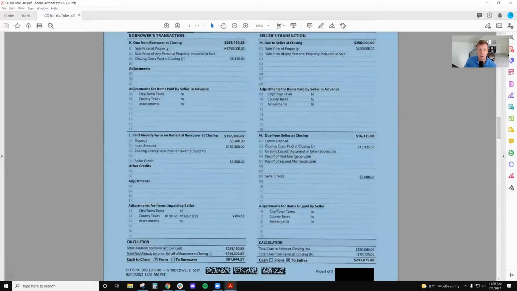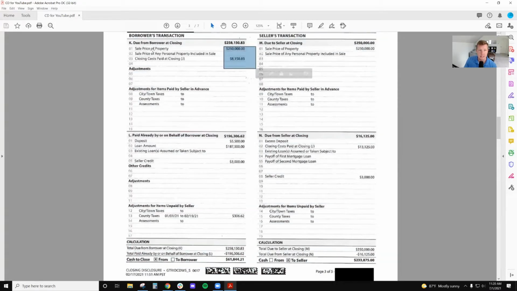Now, this is a sum of these two numbers. We've got the sales price of the property plus the closing costs due from the borrower at closing. So those are the closing costs that are incurred here. And you see this reference J. J is going to be up a little bit, so we're going to take a look at section J here in a second, and we're going to get a detail of what that $8,150 amount is. So total cost to borrower is going to be $258,000.